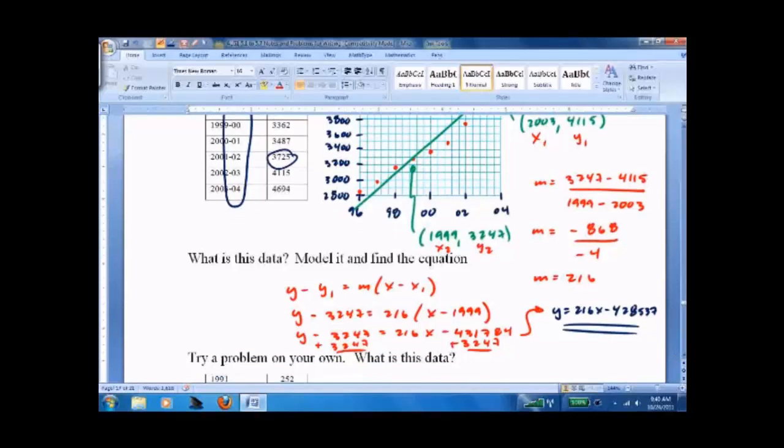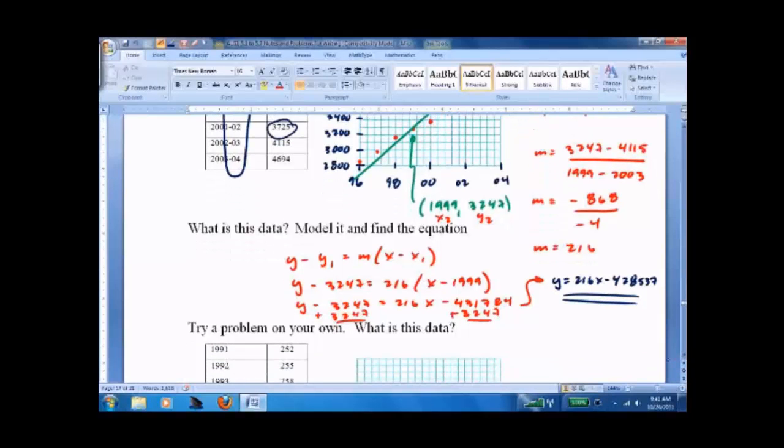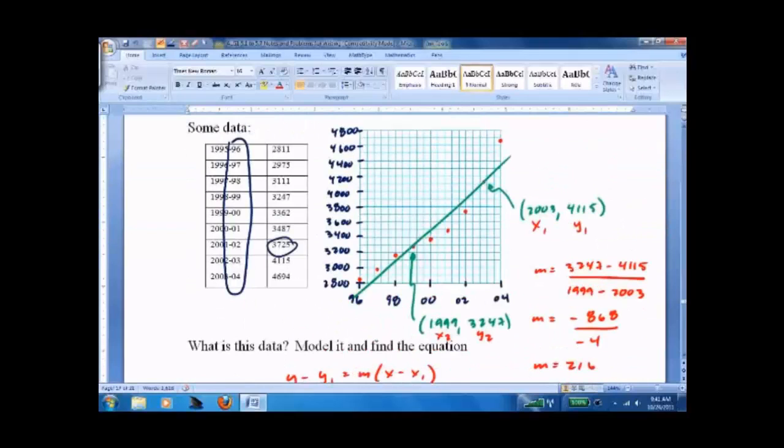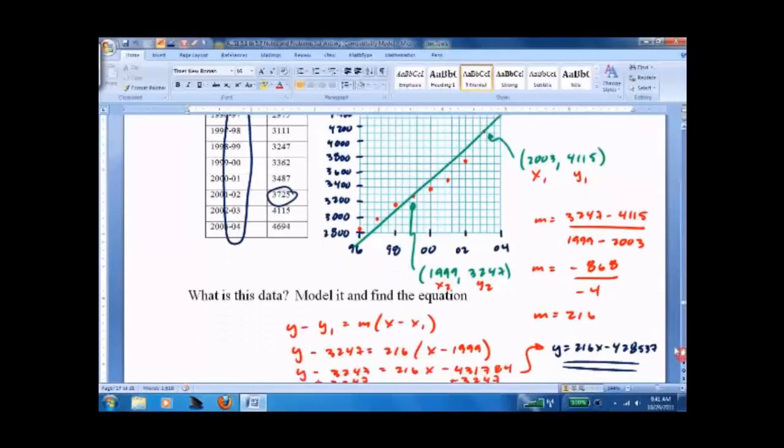That's how we linear model by hand. Time consuming to set up. Once you get the graph, you're good to go. Make sure you find 2 points, and then you're back to point slope. Convert it over to slope intercept. Good luck.